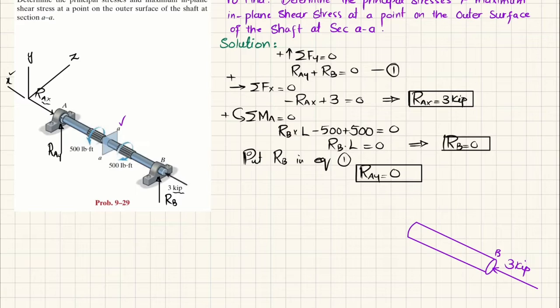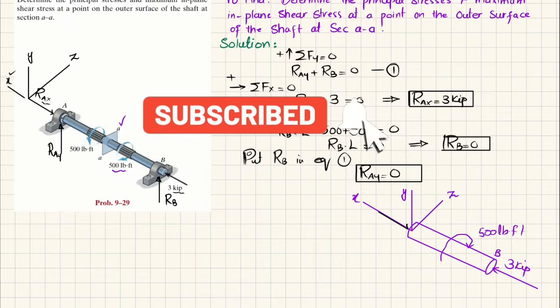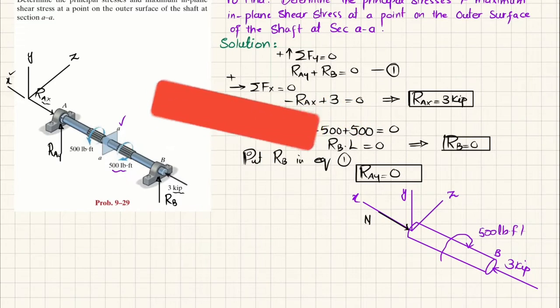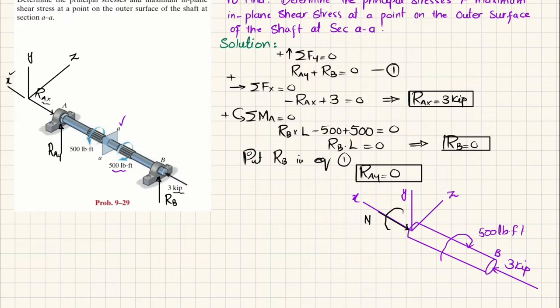This is your point B. Clear? And there is a torque of 500 clockwise, 500 pound-feet, and this is your section AA. At this point we have the x-axis in this direction, clear. Similarly, y in the vertical direction and z in this direction. This is your axis. So when you cut it, you will have a normal force acting opposite to this. Let this force be N, and you will have a torque opposite to this that will be counterclockwise, and this torque will be represented as T.